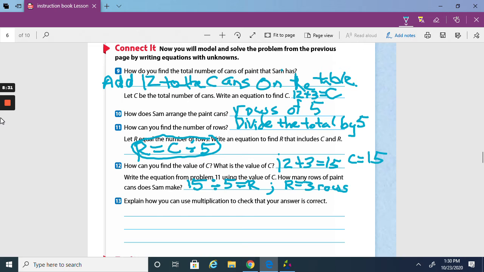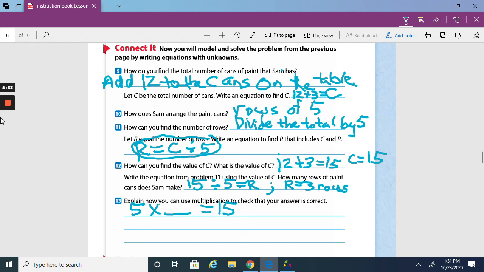How could I use multiplication to check that my answer is correct? We know that multiplication is the opposite operation of division. So I would think to myself, 5 times blank equals 15.